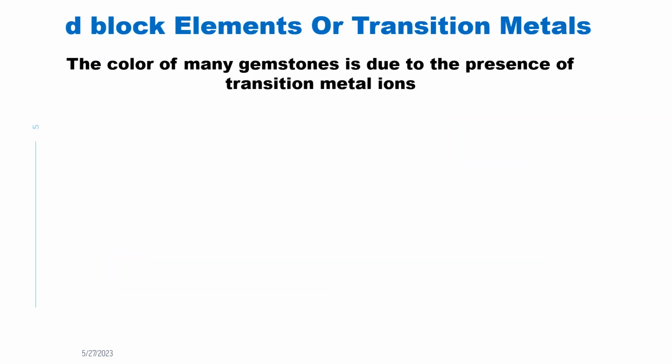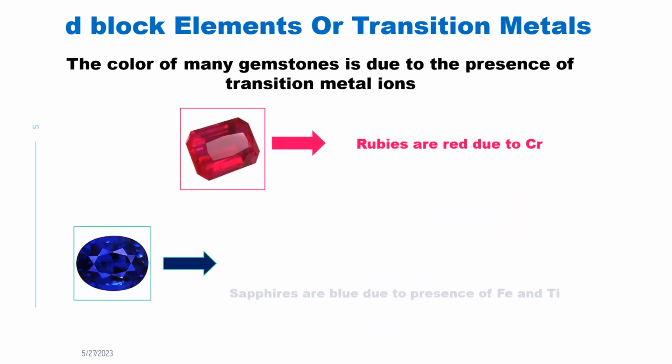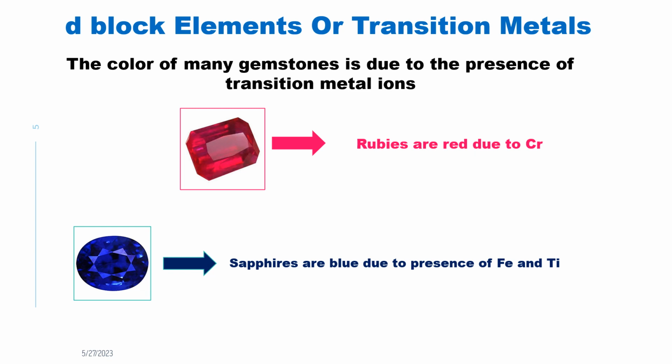D block elements or transition metals can also be found in various gemstones. Gemstones have bright colors, and the presence of transition metals is responsible for their bright color.